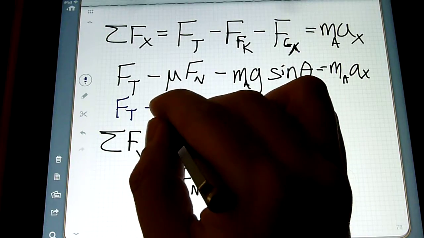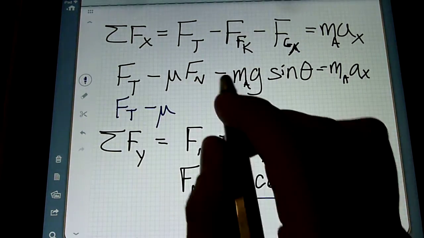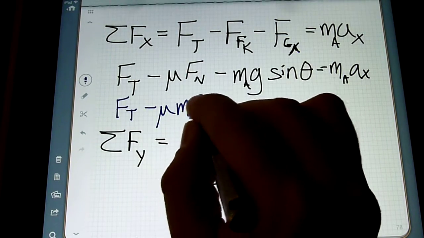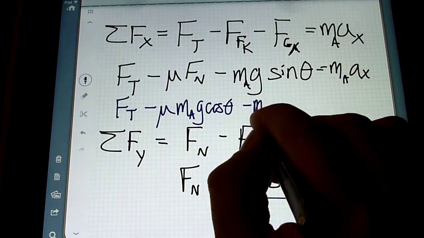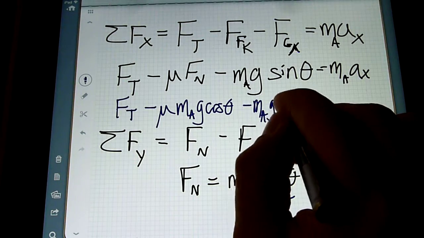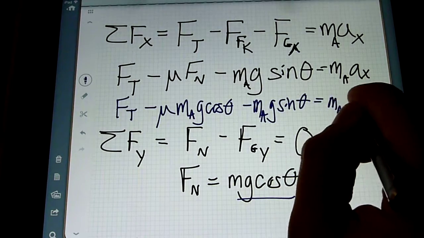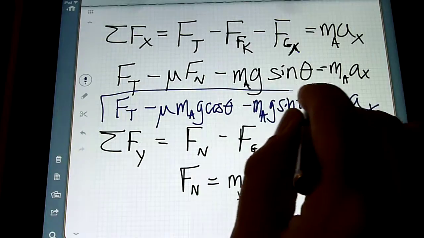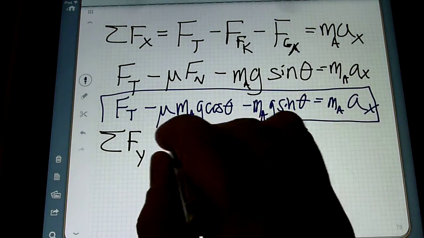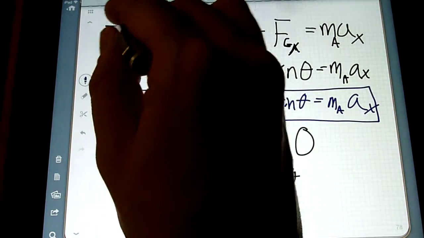Our final expression here is, not our final expression, but the one that we're going to use going forward, where we'll substitute this in for the normal force: the tension force minus mu times m_A g times cosine of theta minus m_A g times sine of theta, and that's got to equal m_A a, my acceleration in the x direction. So we've got this as our complete useful equation from block A. This is all for block A.